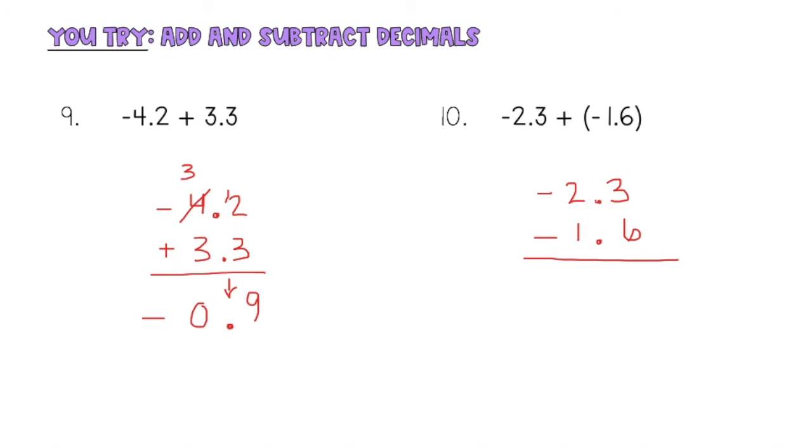6 plus 3 gives me 9. Bring down that decimal point. And 2 plus 1 gives me 3. Since both of my numbers are negative, my answer will stay negative.